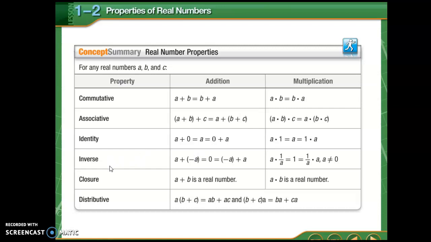The next property is inverse. In addition, the inverse of positive A is negative A, so that when you add them together, it equals 0.